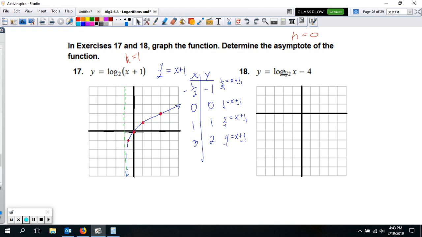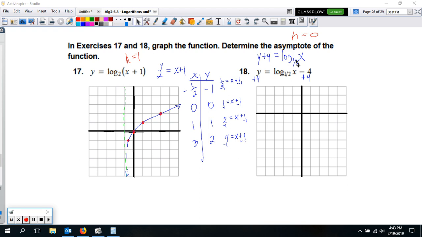So the first thing we want to do is get this logarithm by itself. We want to move this over. We want to add 4 to both sides. So we get the logarithm by itself. So here's what I'm doing. I'm adding 4 to both sides for this. So y plus 4 is equal to now the log base 1/2 of x.